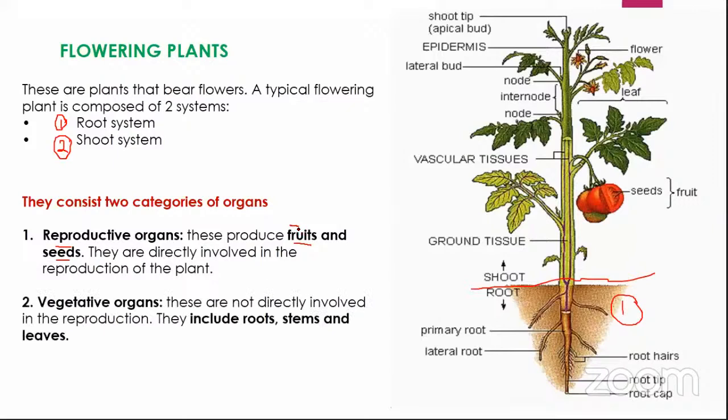And then secondly, they can be categorized as vegetative organs. And now these vegetative organs are not directly involved in reproduction. And we shall look at all of them in detail. One, we shall begin with the root, then stem, and then the leaves. Now, for today, we are going to focus so much on the root system.